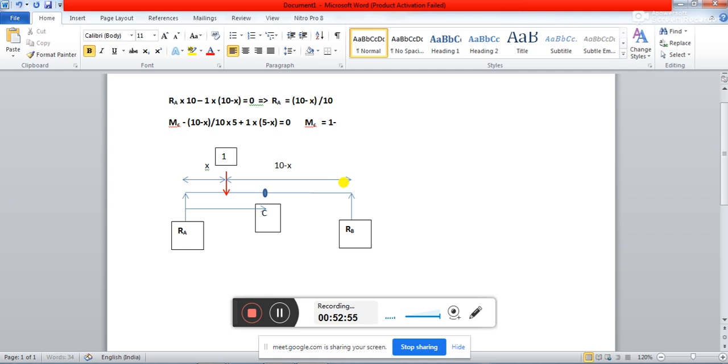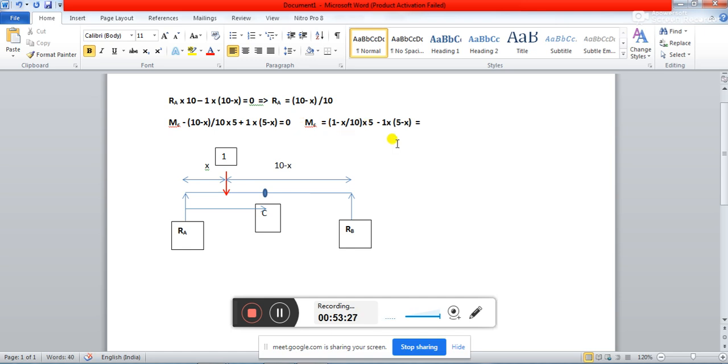1 minus x by 10, into 5, plus or minus 1 into 5 minus x. Will it be like this? Will it be like this or not? Yes. So you see, if you simplify it further, what will happen?